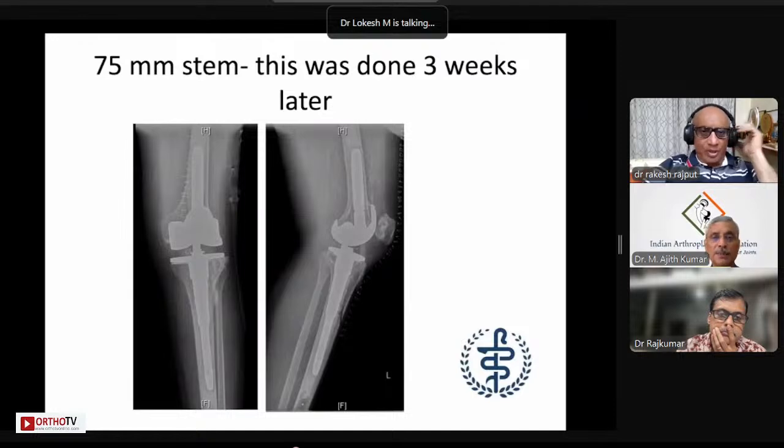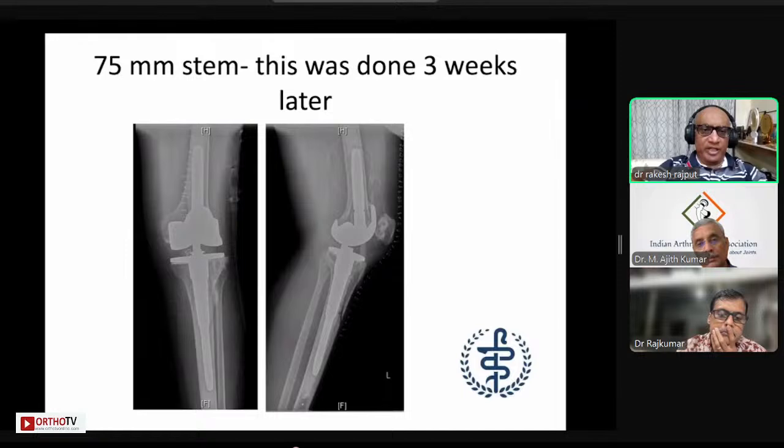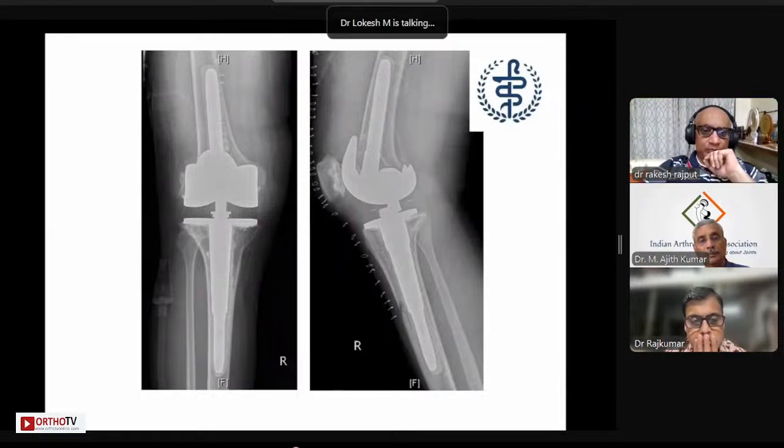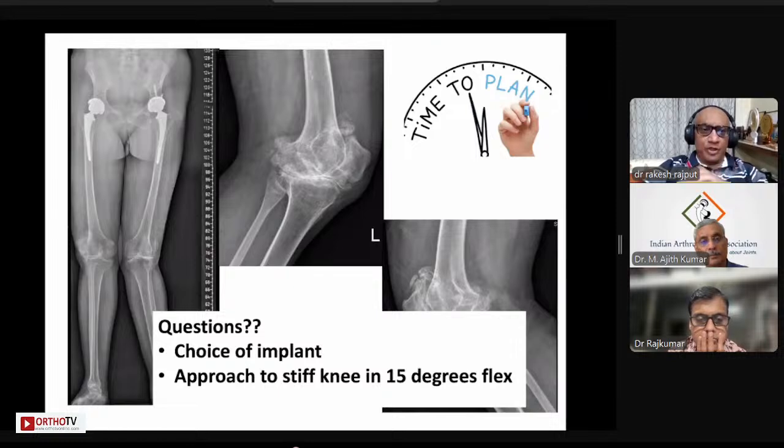Later, we have done the other side, sir. Lokesh, I just want to ask you, when we were looking at the AP view pre-op, it was looking a bit rotated. So was the actual tuberosity rotated, or was it just the knee which was externally rotated? Knee was rotated, sir. If you see the tibial X-ray, even the tuberosity is externally rotated, sir.